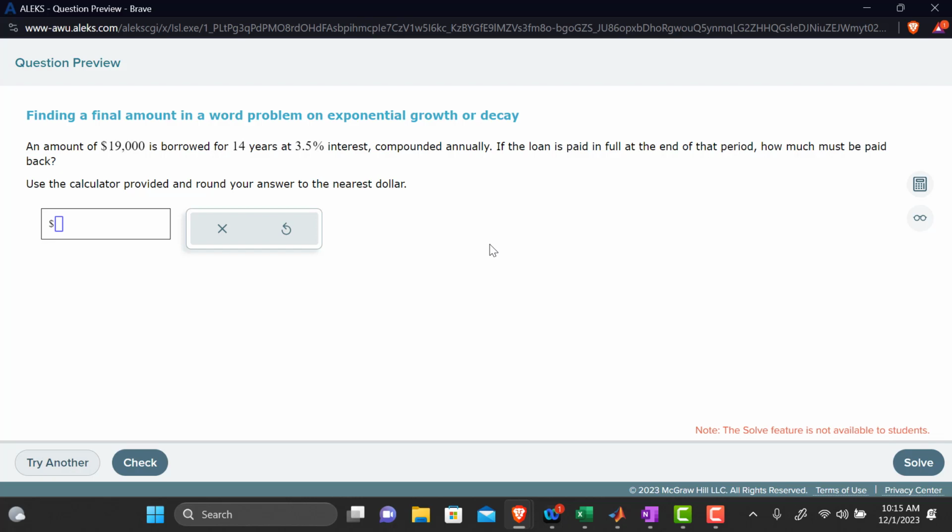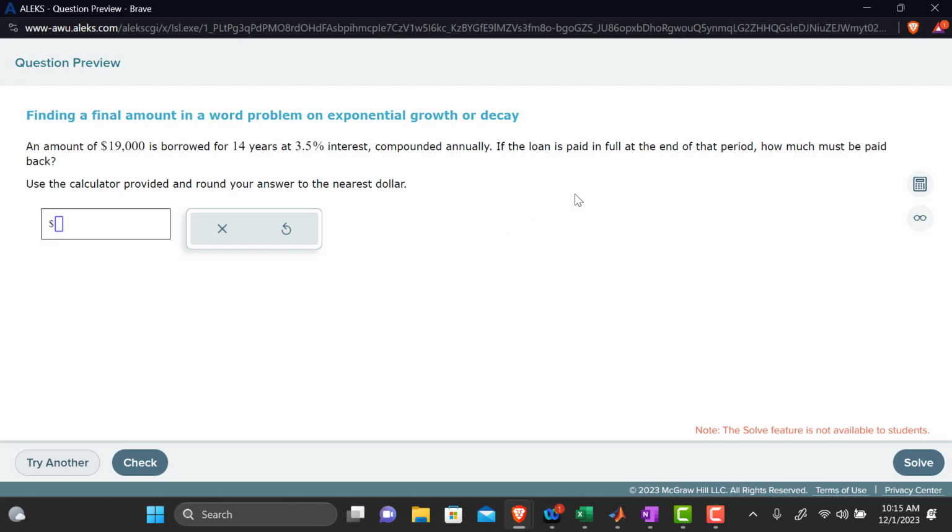An amount of $19,000 is borrowed. This is known as the principal. It's borrowed for a total time of 14 years, so t is equal to 14. Our interest rate here is 3.5 and it's compounded annually. If we're compounded annually, that's only happening one time per year. And remember, when we get to the equation later on, our interest wants to be written as a decimal. So in this case, 0.035.